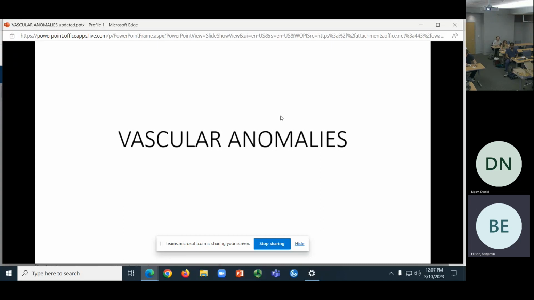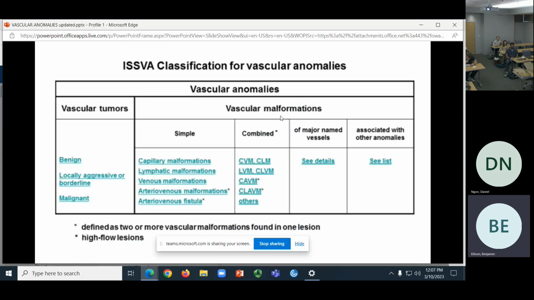So vascular anomaly is a really big group of diseases or problems that can be divided into two big groups. The first group is vascular tumors, and then the other one is vascular malformations. Okay. What is the biggest difference between a vascular tumor and a vascular malformation?